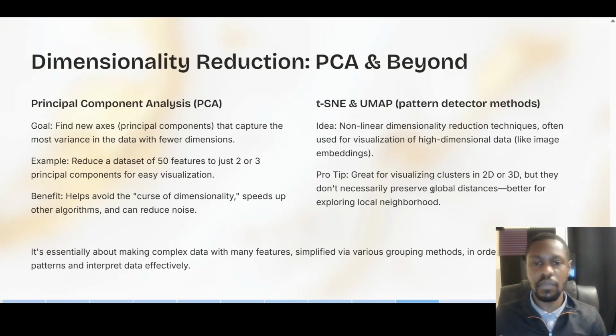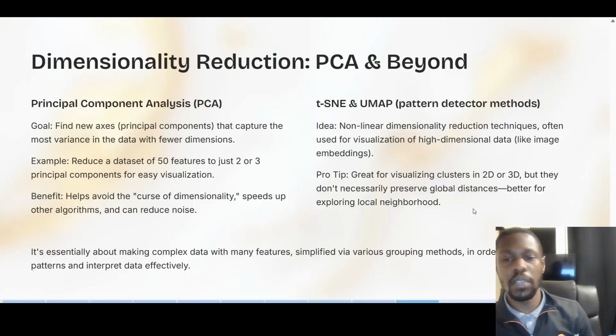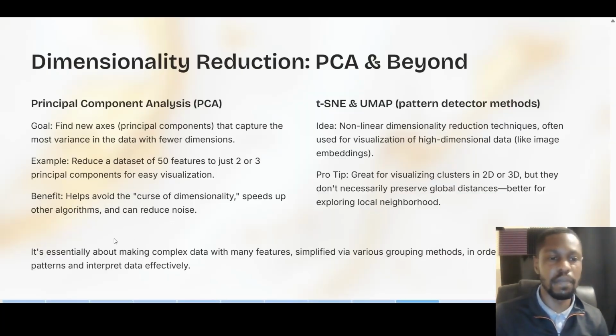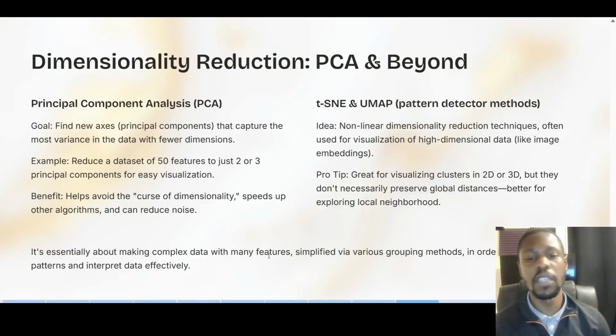Okay. Quick pro tip: it's great for visualizing clusters in 2D or 3D, but they don't necessarily preserve global distances. It's better for exploring local neighborhood. So dimensionality reduction is essentially about making complex data with many features simplified via various grouping methods in order to visually identify patterns and interpret the data more effectively. So we're going to go into this in much more detail later on in the lesson.